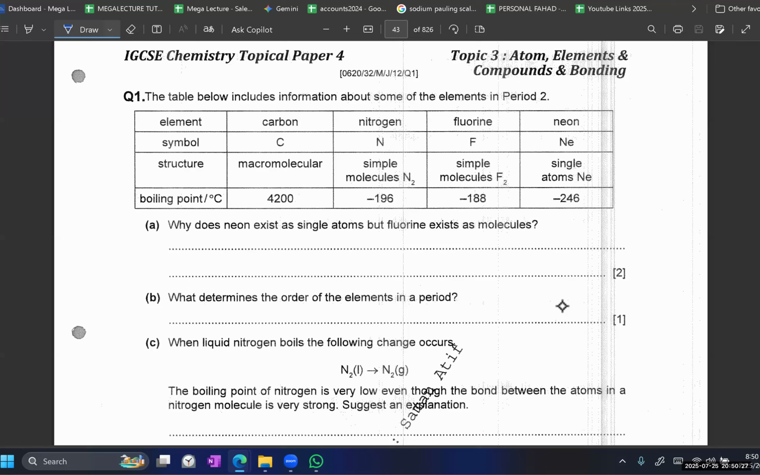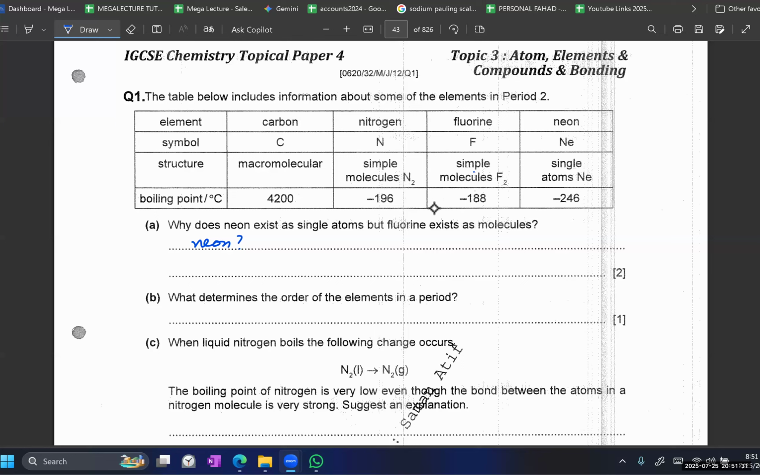Acha, why does neon exist as single atoms while fluorine exists as molecules? What's the reason? What's wrong with neon? Any idea why neon exists as single atoms? Sir, it is an inert gas. Right, the inert gas. Again, why does a noble gas exist as a single atom? Key question.